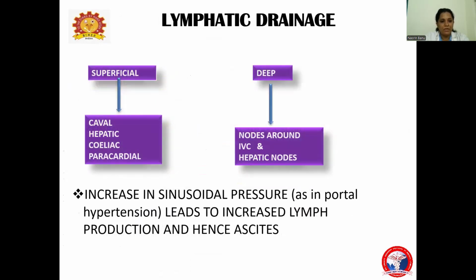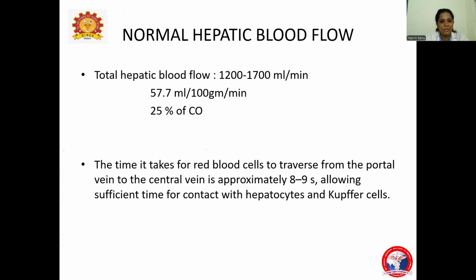The lymphatic drainage: superficial lymph nodes are caval, hepatic, celiac, and paracardial, whereas the deep ones are the nodes around the IVC and hepatic nodes. An increase in sinusoidal pressure, as in portal hypertension, leads to increased lymph production and hence ascites.